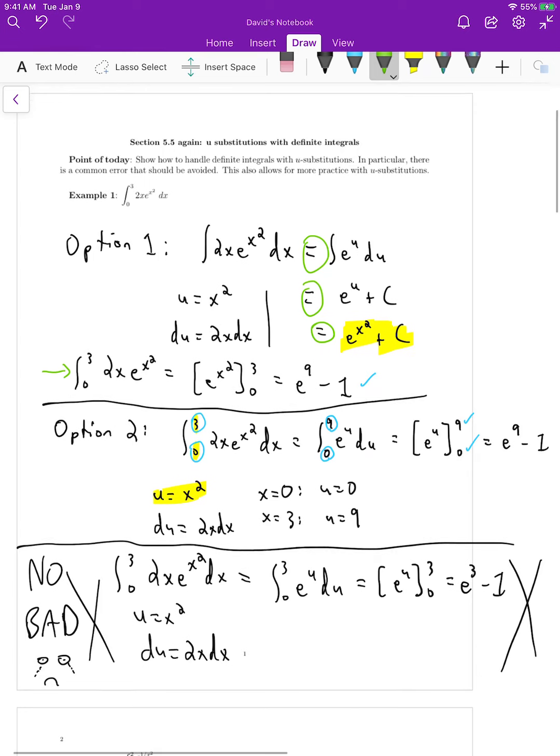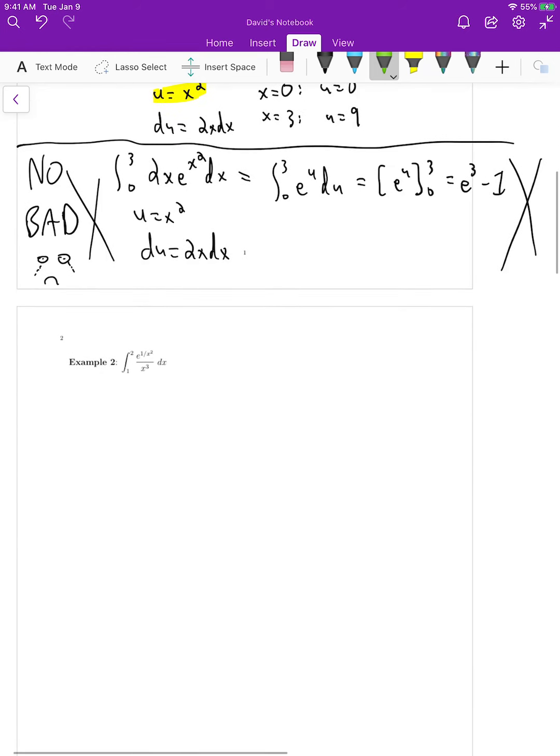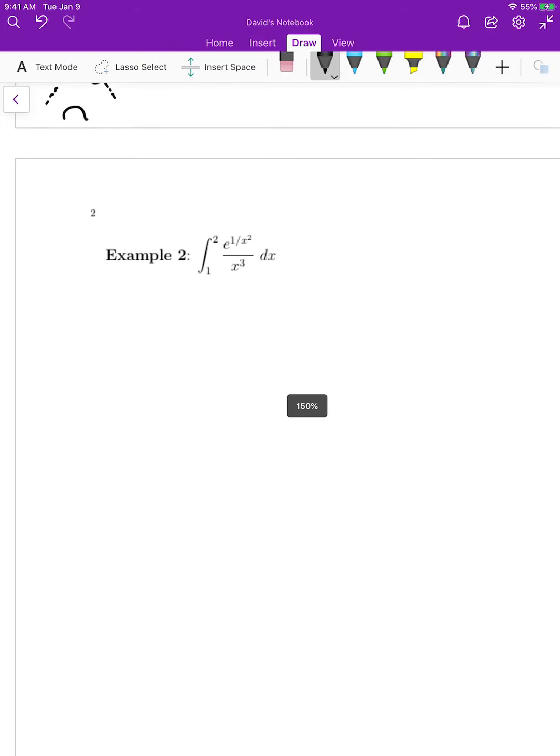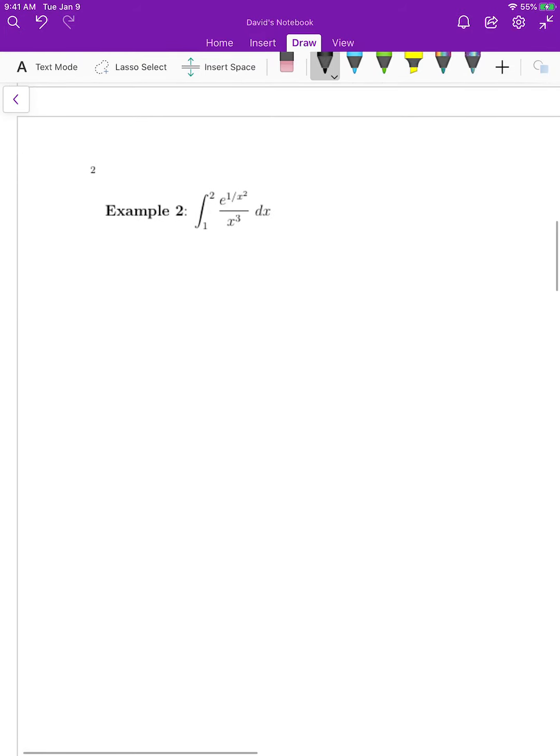So let me show you a couple more examples, and then we'll be out of here. Okay, so let's think about this integral here. From 1 to 2 of e to the 1 over x squared over x cubed. So part of the reason we're doing this is to practice more with u substitution. So, again, we have to spot an interior function whose derivative is there. And you can make some guesses if you want to, as we saw last time, right? If you don't know, you can always make a guess.